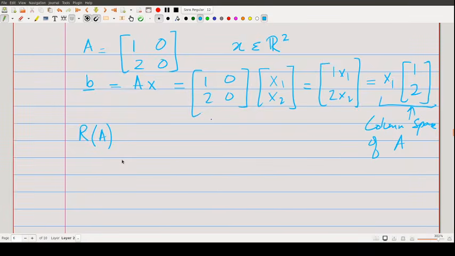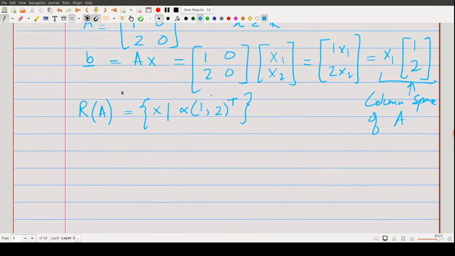So R of A contains all vectors of the form x such that x equals alpha times (1, 2) transpose. So you multiply any constant with this, and any vector will be of this form (1, 2), depending on what x1 is in the original matrix. So any column vector will be of this form.